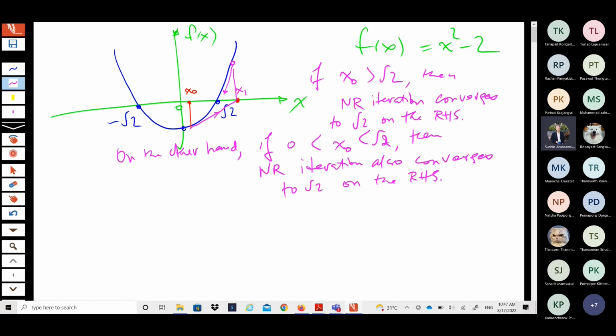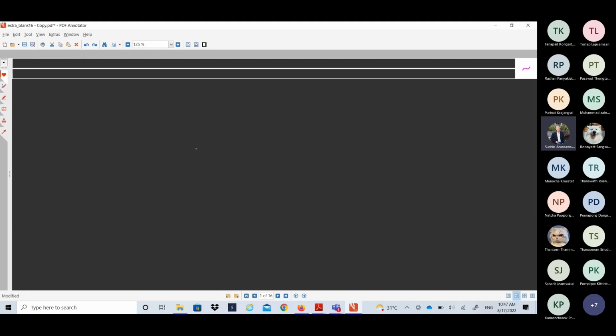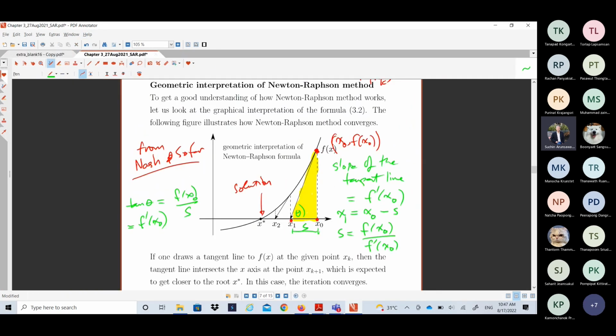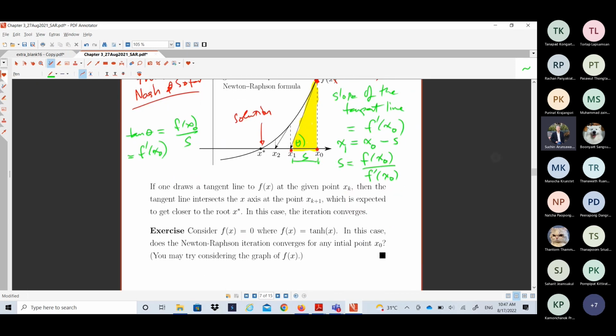And if we do that for the negative starting point, then you will see that all the Newton-Raphson iterations will converge to the negative root if x naught is negative. So the graphical interpretation is very useful, and it helps us to understand the convergence of the Newton-Raphson.